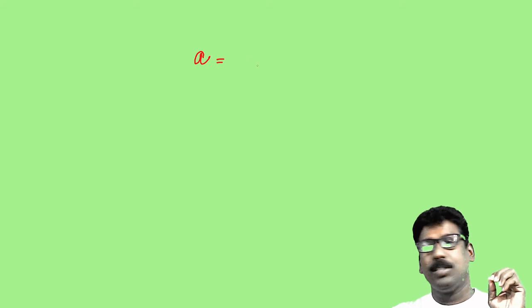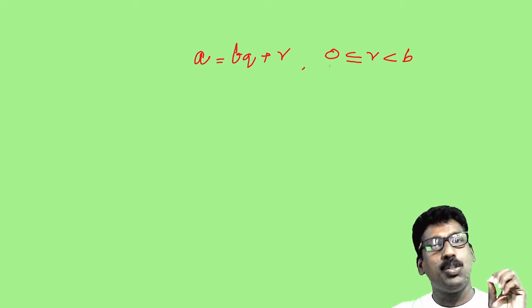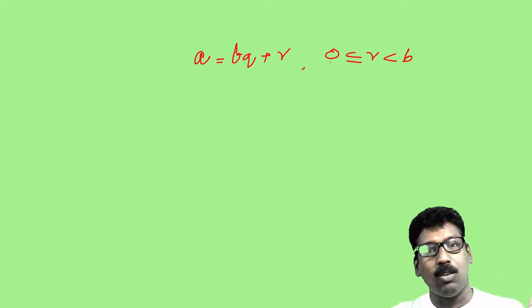You already studied Euclid's division lemma. That is, for any positive integer a, you can write it as bq plus r, where r is 0 less than or equal to r less than b. This is Euclid's division lemma that you have learned already.